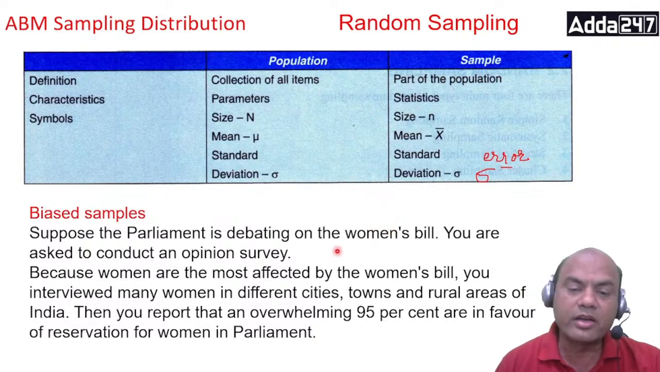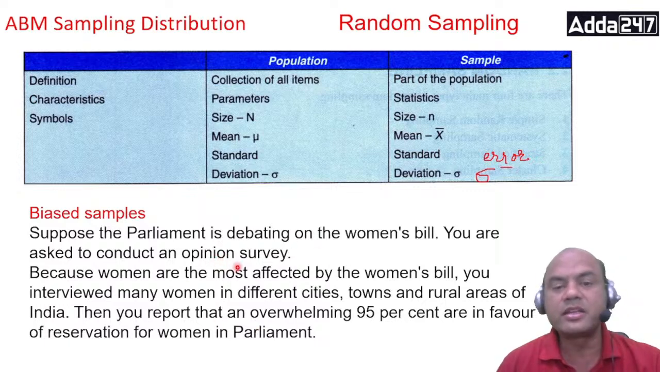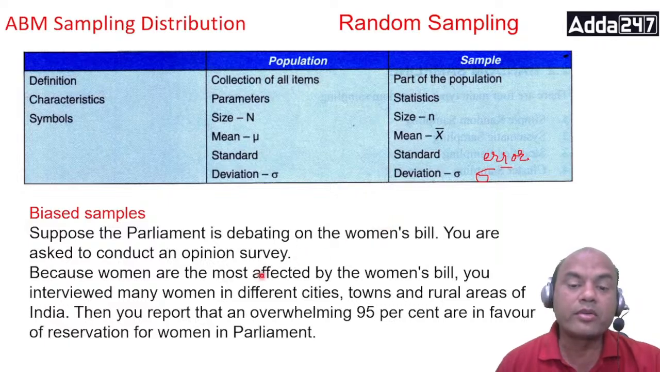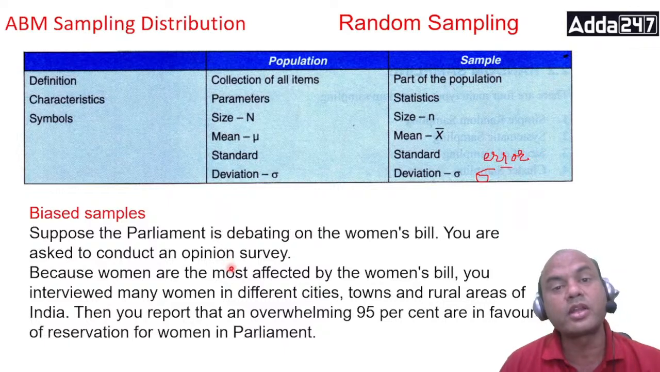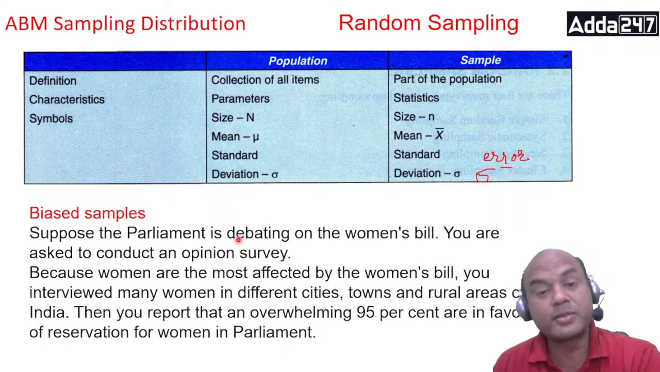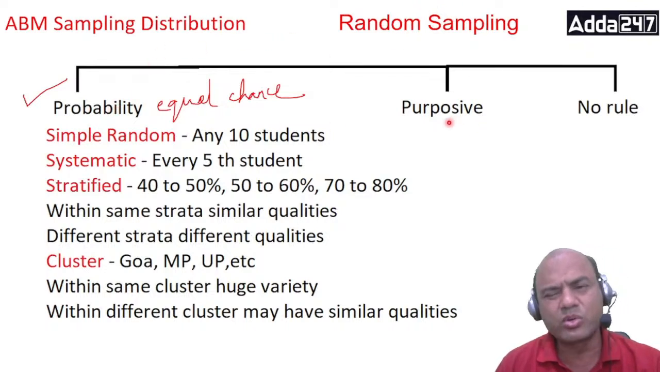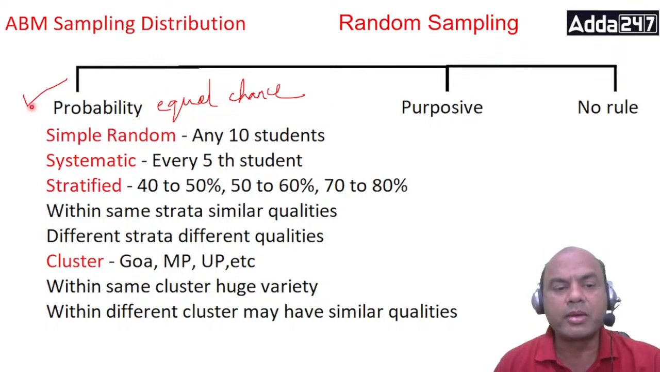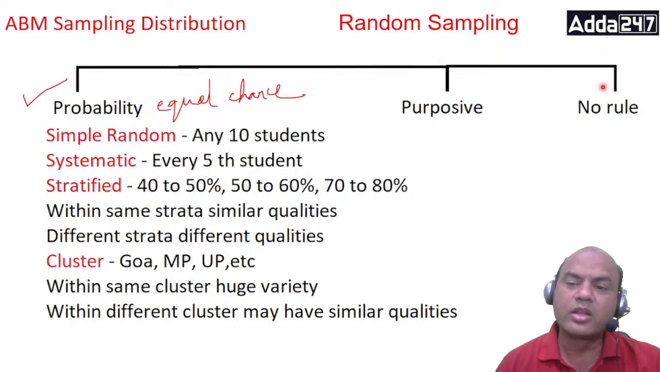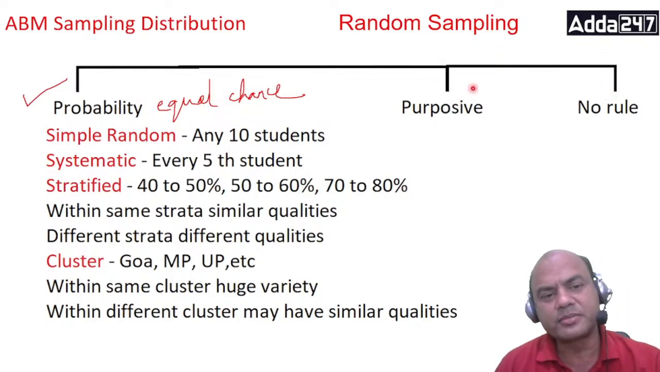So here, what we mean to say is that the population should be equally divided. If you are asking for those who are in favor, you should also ask for those who are not in favor. Otherwise, it becomes a bias sample. Now look at this. Sampling is generally of 3 types, or 2, also we call it. Probability, purposive, and the third is no rule sampling. Now no rule is generally not asked in exam. Probability and purposive is asked many times.